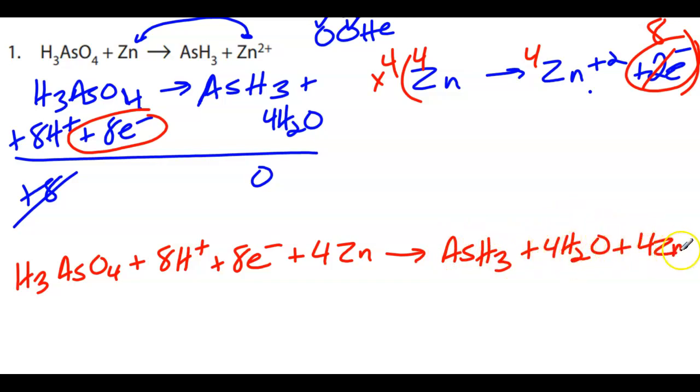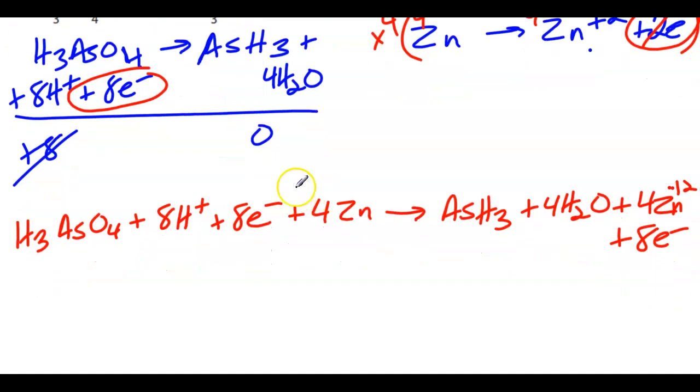Plus 4 zinc plus 8 electrons. Okay, so if this is done properly, you should have the same number of electrons on both sides, right? So we can cancel those out.